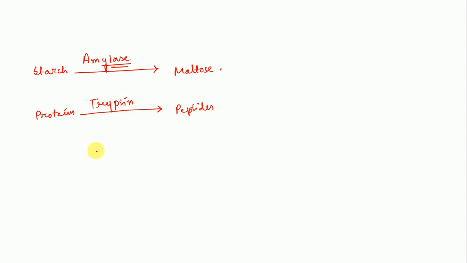Proteins are broken down into peptides. The third enzyme present is lipase. Lipase is responsible for the digestion of emulsified fats, the emulsified fats which we saw just now. Emulsified fats are further digested with the help of lipase into fatty acids and glycerol. So these are the functions of the pancreatic enzymes.